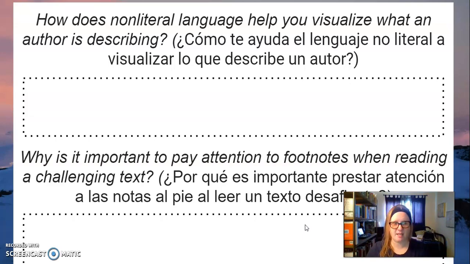Okay. Why is it important to pay attention to footnotes when reading a challenging text? Same for the poem. That was where we had the footnotes at the bottom with the numbers that indicated that there were different things that had definitions at the bottom. How did that help? Why are footnotes important?